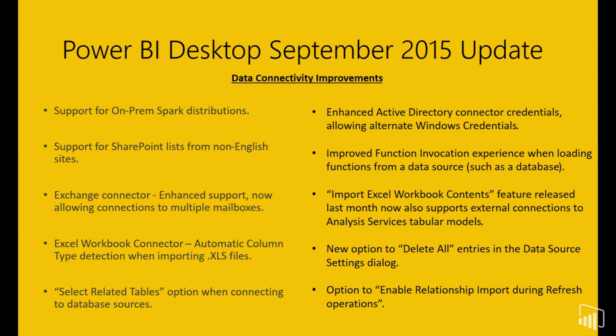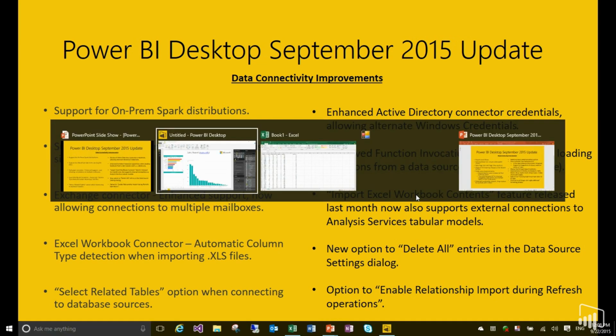The next feature is the ability to select related tables when you connect to a database source. Very frequently users will import multiple tables when they connect to a database, but before this update these users had to manually select all of the tables that they wanted to import. So it often required understanding what the underlying database schema would be, so they would actually pick all the tables that are related. Now with this update we are adding a new button called Select Related Tables to the Navigator dialog. So let's take a look at it.